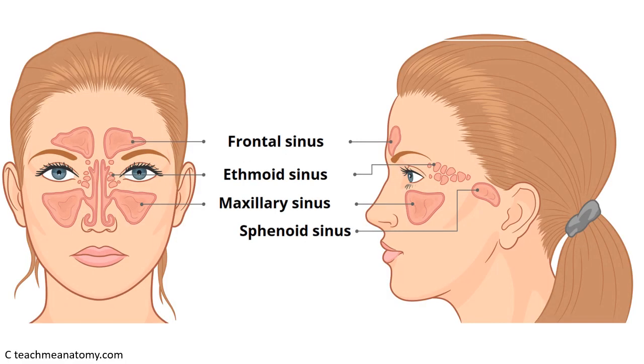So this picture shows you the relative locations of the different paranasal sinuses. You have here located in the frontal bone, the frontal sinus, located in the ethmoid bone, the ethmoid sinus, located in the maxillary bone or the cheek bone, you have the maxillary sinus, and located more posteriorly and deeply into the skull, the sphenoid sinus, which is located in the sphenoid bone, which forms the base of the skull.